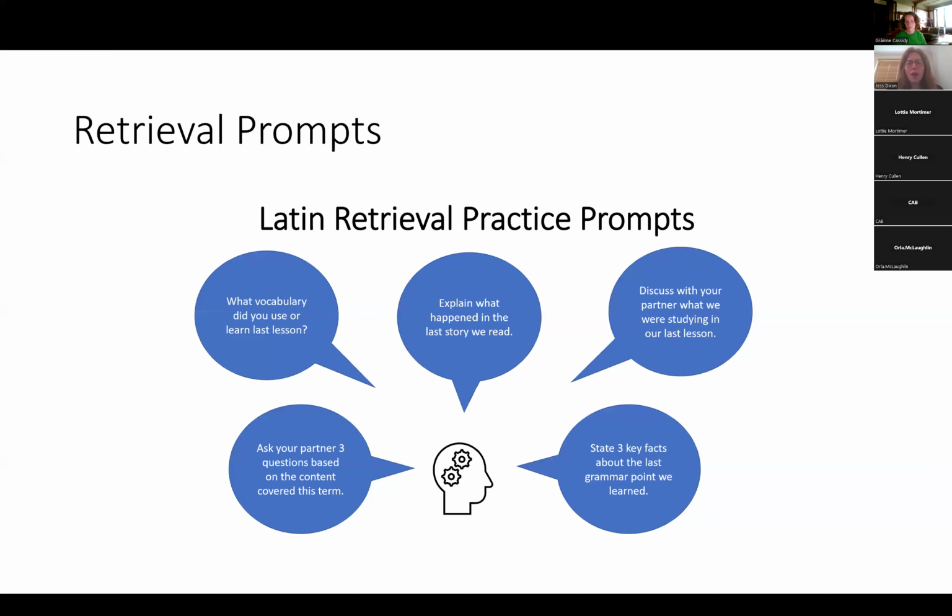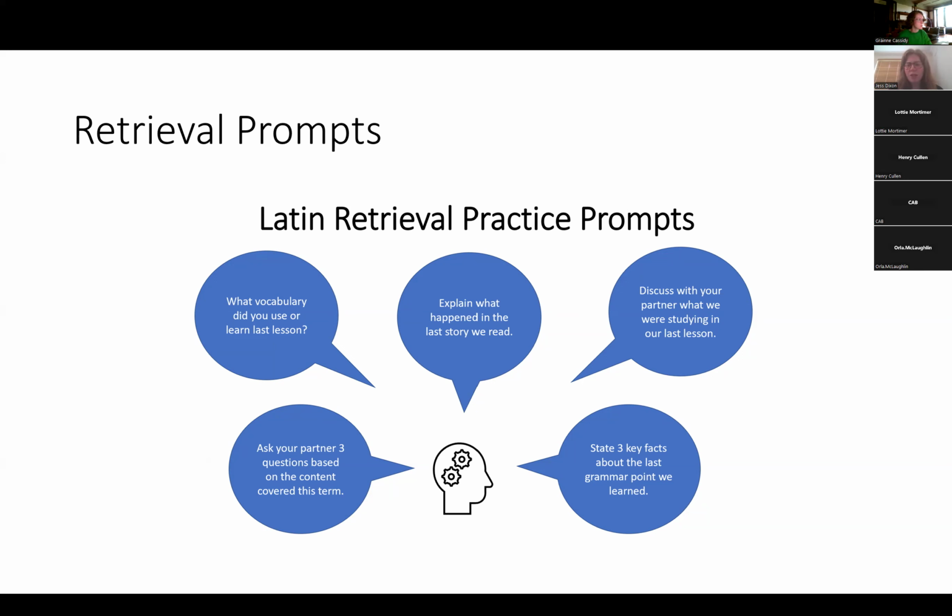Starting lessons, going back and asking them to remember what they've learned before. It could be something as simple as this. I've adapted it from Kate Jones's book. You could ask them on their own on the mini whiteboards or in pairs: What vocabulary did you use in the last lesson? What happened in the last story? Discuss with your partner, what were we studying? Can you remember 3 points about the grammar point that we did? Can you come up with 3 questions about the content we've covered this term?